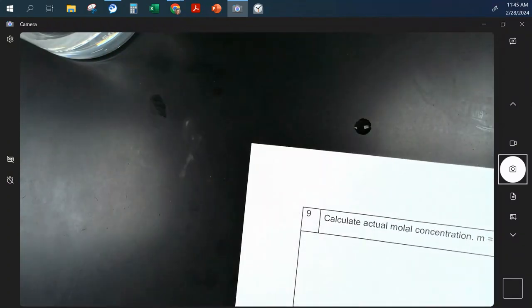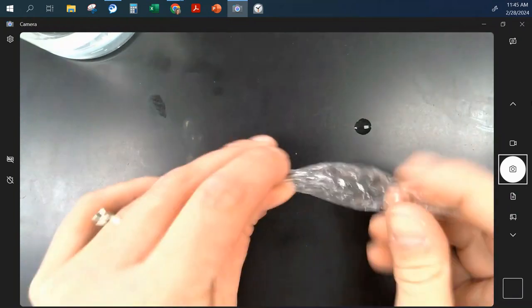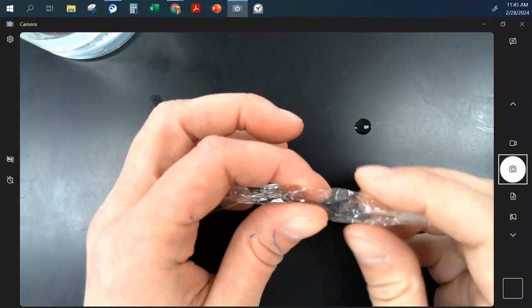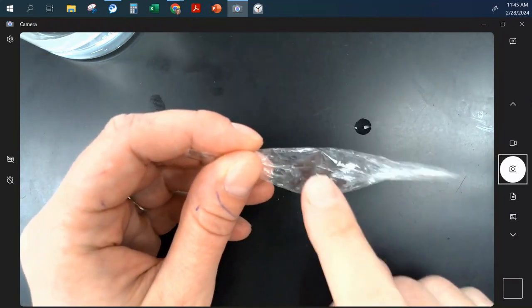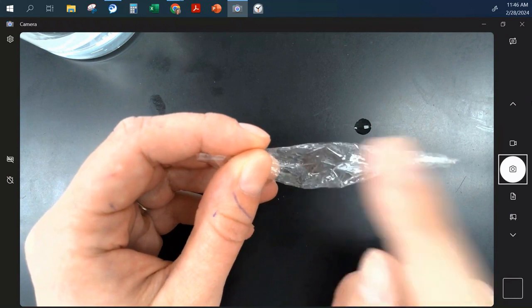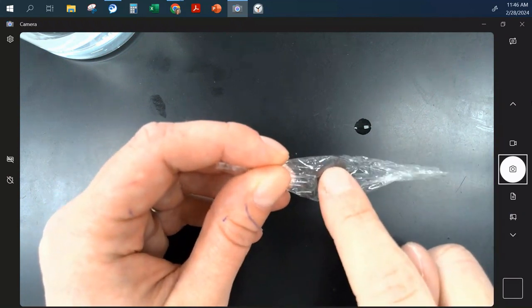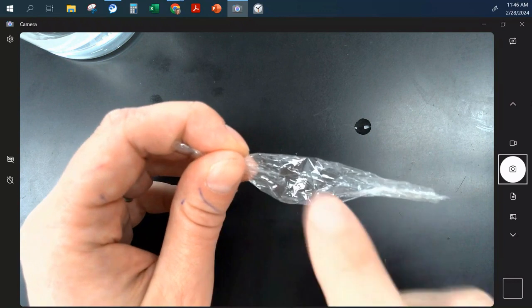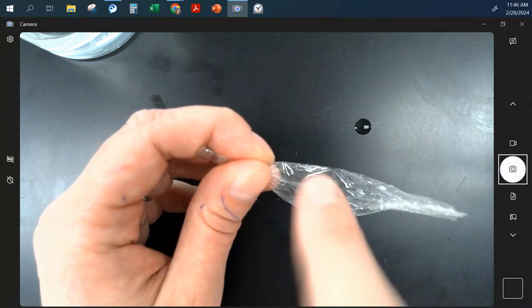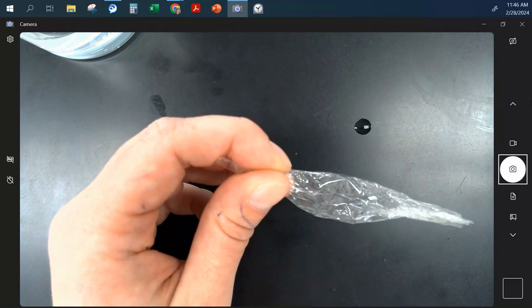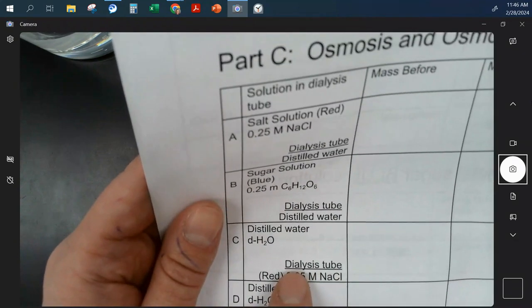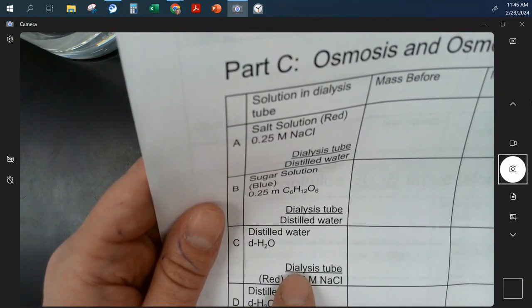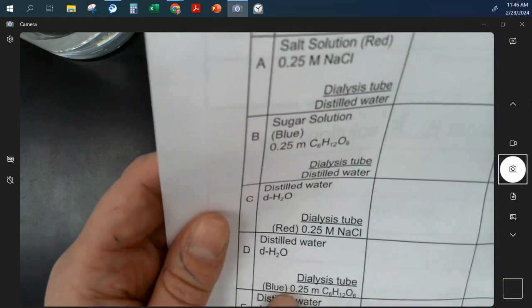And this little papery stuff, this plastic, is called dialysis tubing. It allows for diffusion of particles, so water is going to be able to move through this. If this has salt water, the water can move through to try to make the concentrations equal between the two solutions. Okay, so we would expect these two to go up in mass. This one should go down in mass. That's what we're expecting.